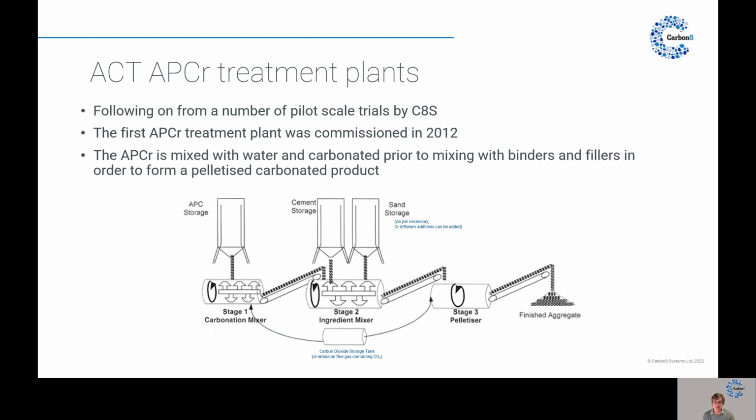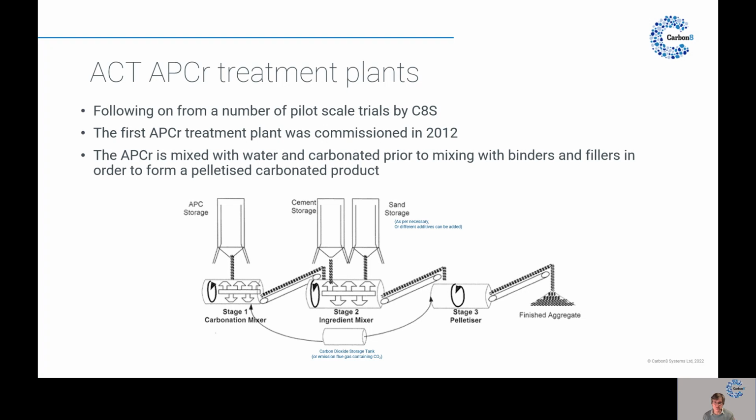The APCR treatment plants in the UK were built on the basis of a number of pilot scale trials funded by government grants and by the Shell Springboard Award to Carbonate Systems. And after the success of that, the first air pollution control treatment plant was commissioned in 2012. And the aggregate has been in use since then, principally in concrete blocks.